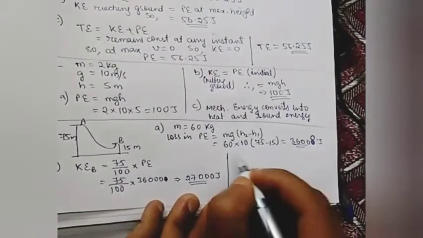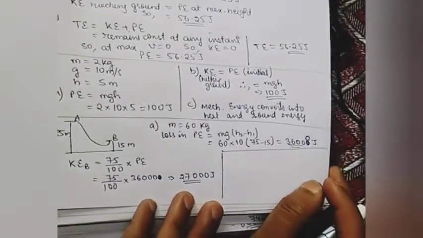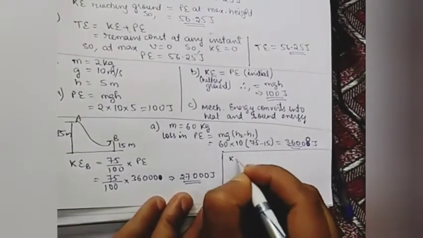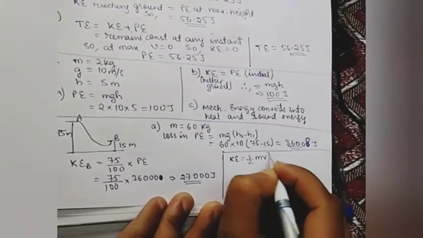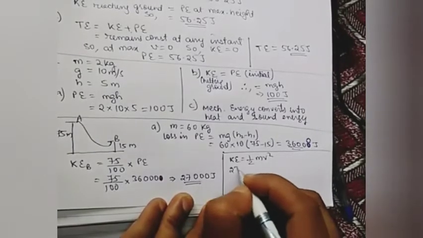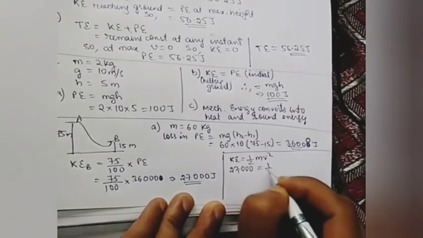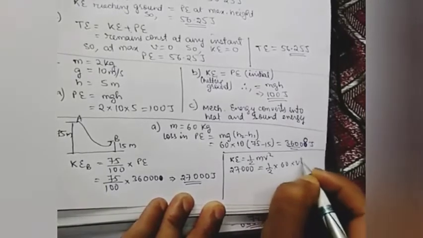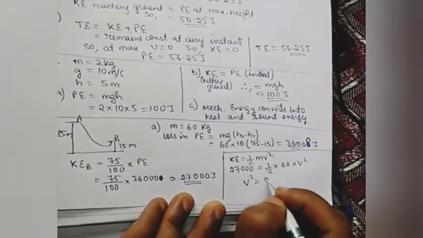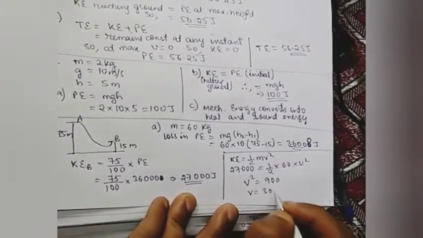We have to find the speed by which he arrives at point B. So kinetic energy is equal to half mv square. The energy is 27,000 is equal to half into 60 into v square. So v square is coming up to 900. So v is equal to 30 meter per second.